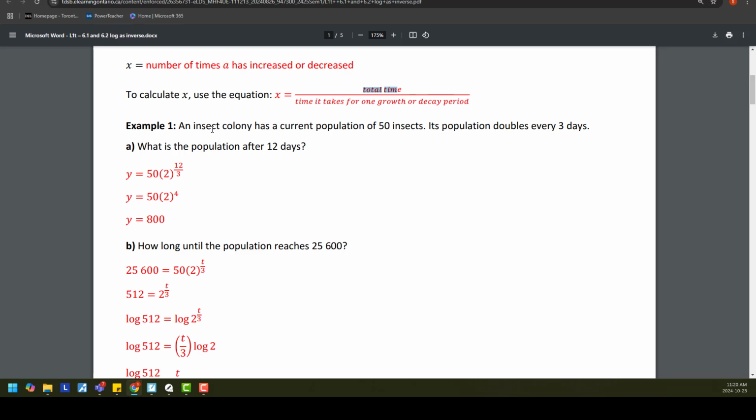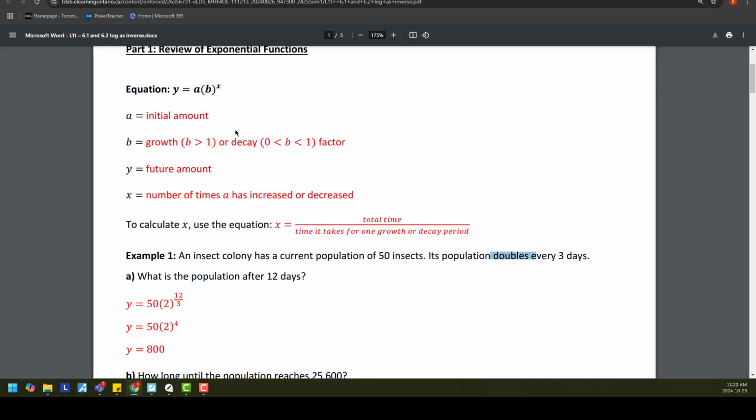Example 1: we have an insect colony that has a current population of 50 insects. Its population doubles every 3 days. What is the population after 12 days? Very basic stuff. We know the population is doubling, so this is growth. That's your b value, so your number inside the brackets is 2. We know the initial amount is 50, so that's your a value, so 50 times 2. And the exponent is total time divided by the time it takes for one growth period.